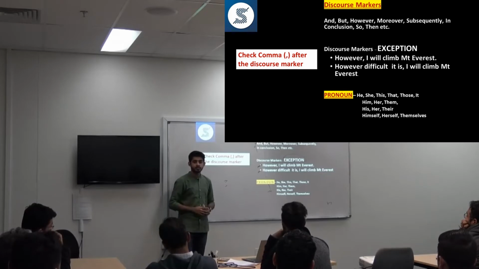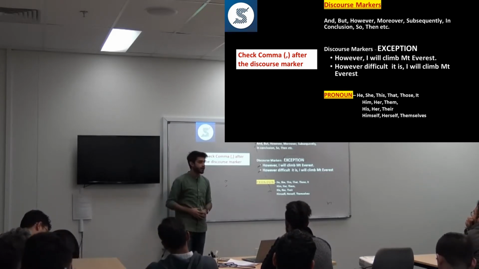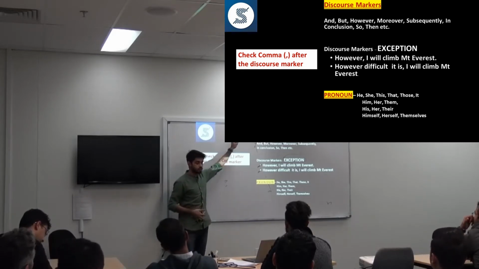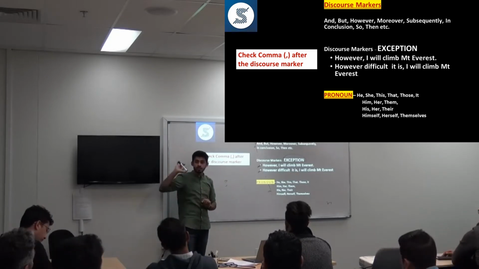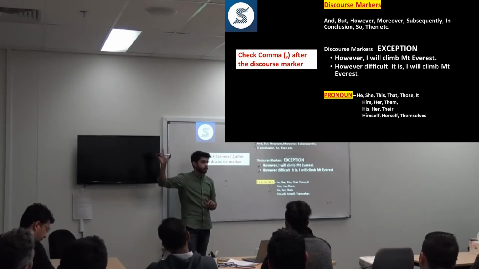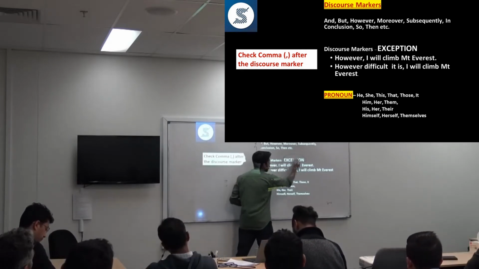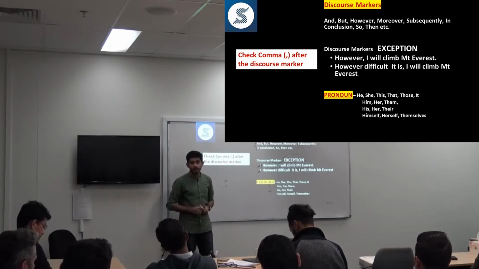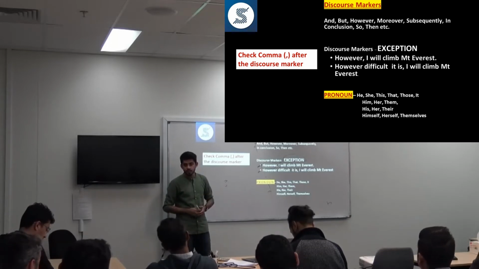However, I will climb it. I will do it. My friend told me you will never be able to climb Mount Everest. However, I will climb it. That means something is before. I'm just disagreeing with that statement. Something is before. That's why there is a comma. That means it is modifying the whole sentence. That's what an adverb can do. What is however? It's an adverb. Right? It can modify the whole sentence.